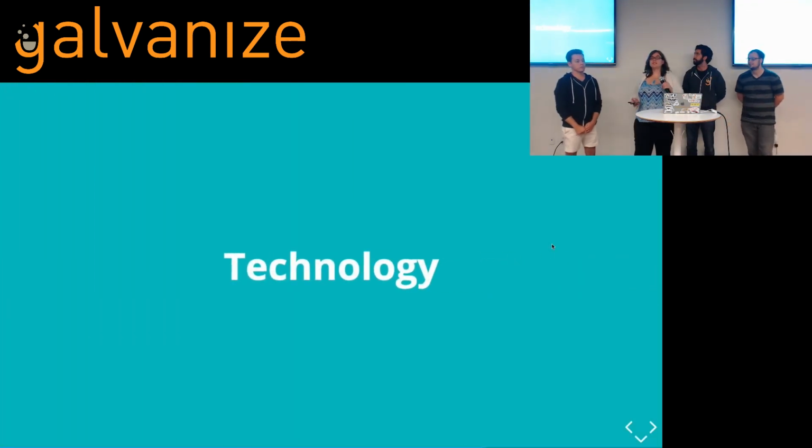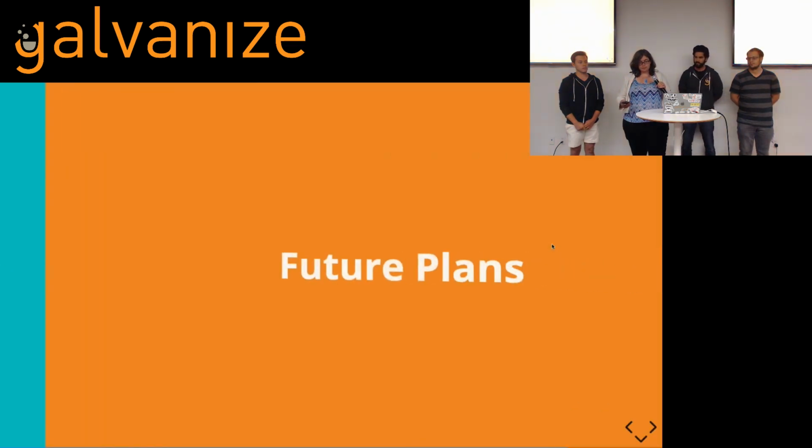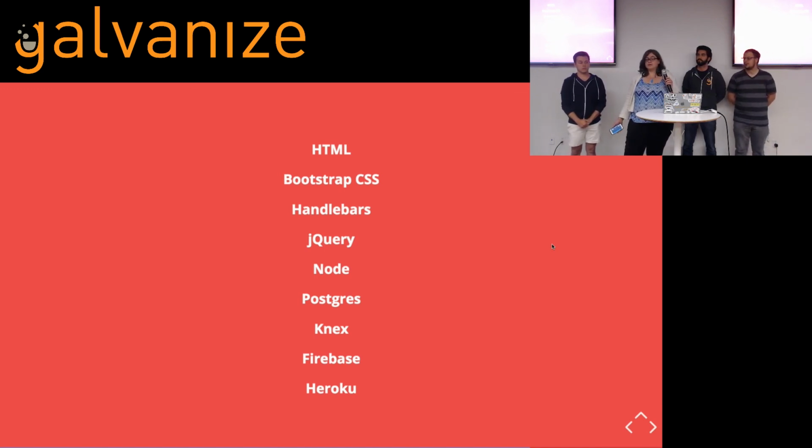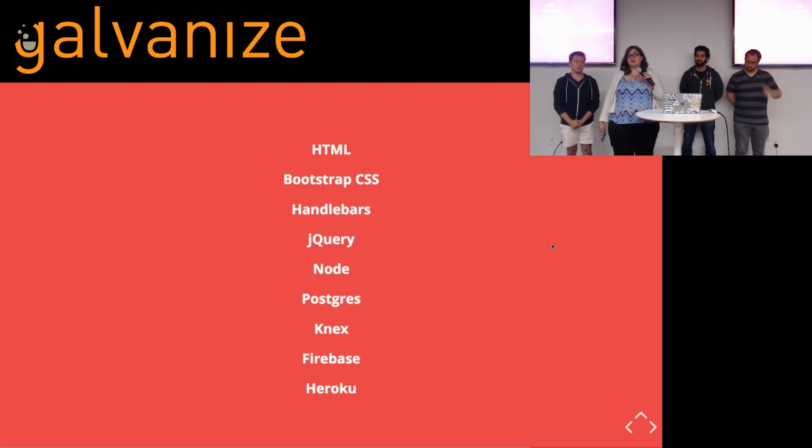So the technology that we use for our app, there's a slew of it. For our front end, we used HTML, of course. We used Bootstrap for our CSS styling, Handlebars for templating, and JavaScript and jQuery for our functionality. On the back end, we use Node and Express for our server, and then Postgres and Knex for our database and queries. And then our front end, we deployed to Firebase, and our back end to Heroku.